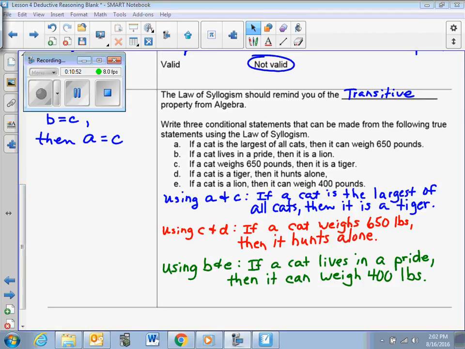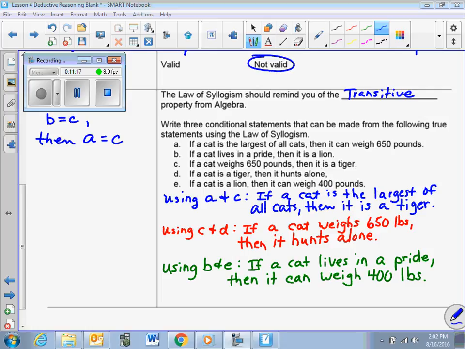Okay, so first I took statements A and C, because if a cat is the largest of all cats, then it can weigh 650 pounds. If a cat weighs 650 pounds, then it is a tiger. So using the law of syllogism, I can say if a cat is the largest of all cats, then it is a tiger. If P then Q, if Q then R, then your conclusion is if P then R.